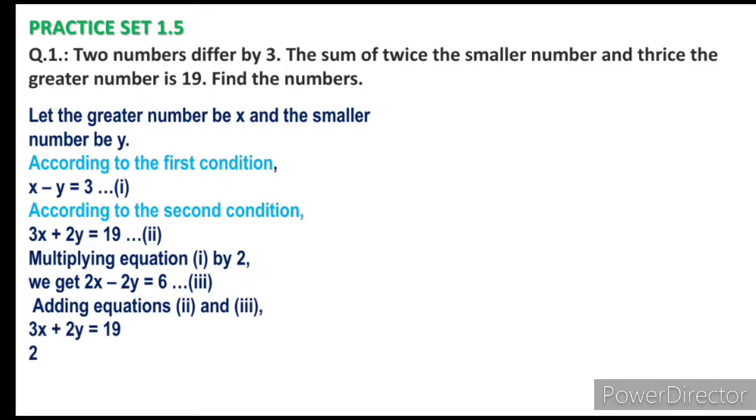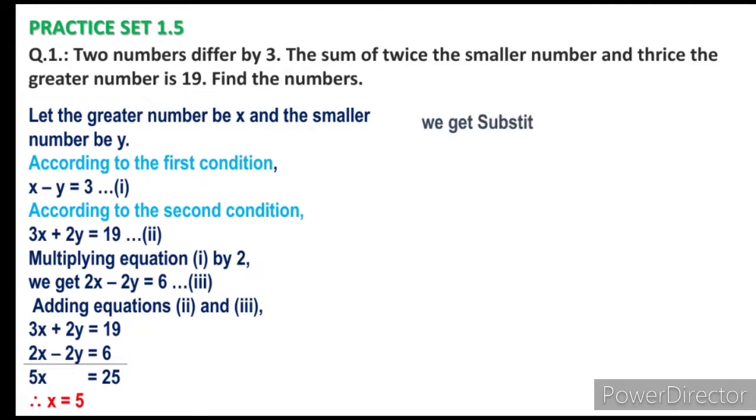We are going to write the equations. Then we are going to add it. So here it will be 3 plus 2, 5x, plus minus 2y will get cancelled. 19 plus 6 is 25. Therefore x is equal to 5.